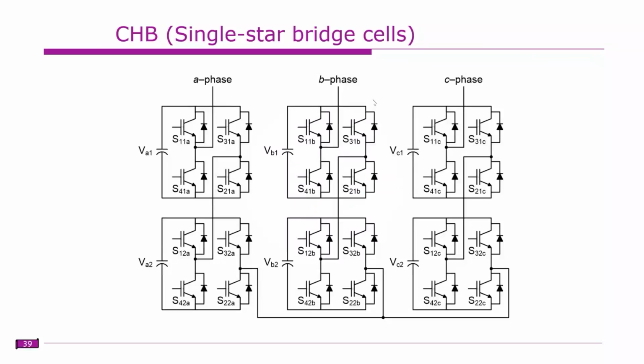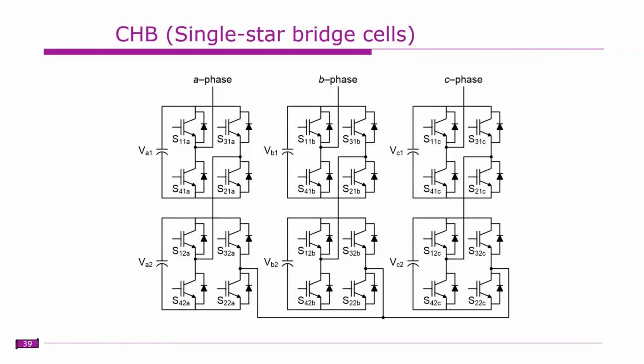In the previous class we discussed the Cascade H bridge. In continuation to that, in case of the Cascade H bridge, these H bridges can either be connected in star or in delta, right?